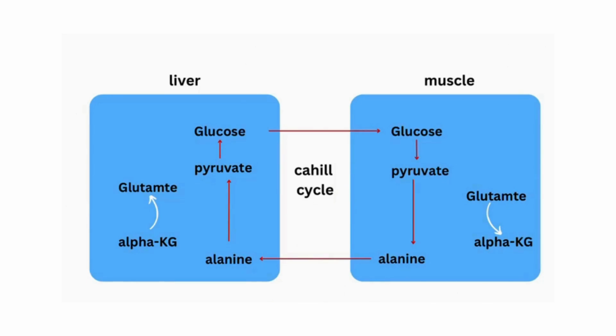Once you have the alanine, once it goes from the muscle into the liver, it can be converted back into pyruvate using ALT in the Cahill cycle. We actually have the splitting off of alpha-ketoglutarate and glutamate. So it's the same reaction as in the muscle, which you already learned, but backwards.